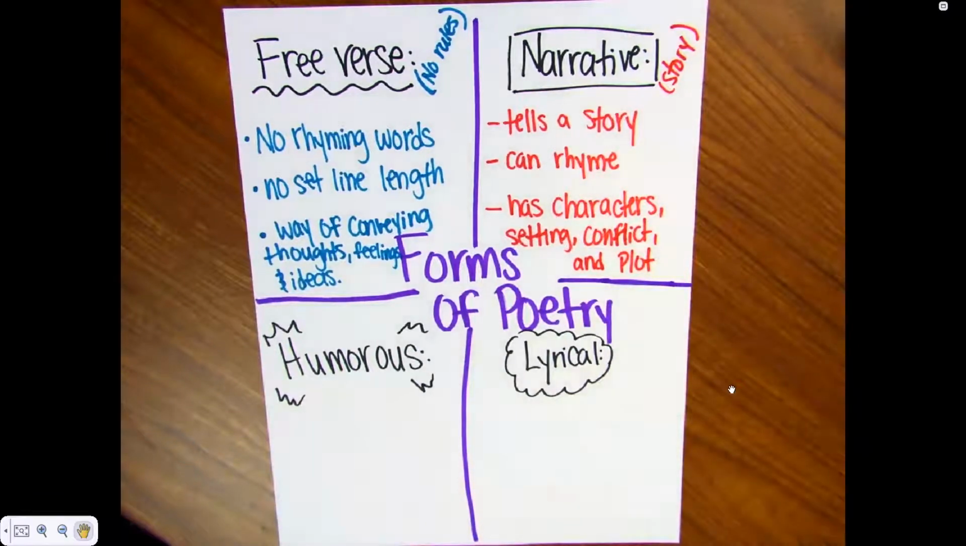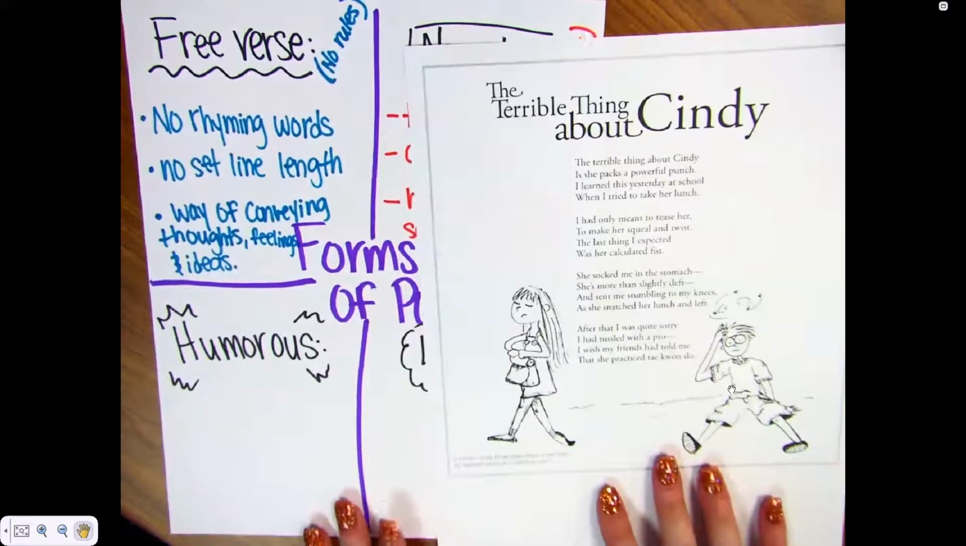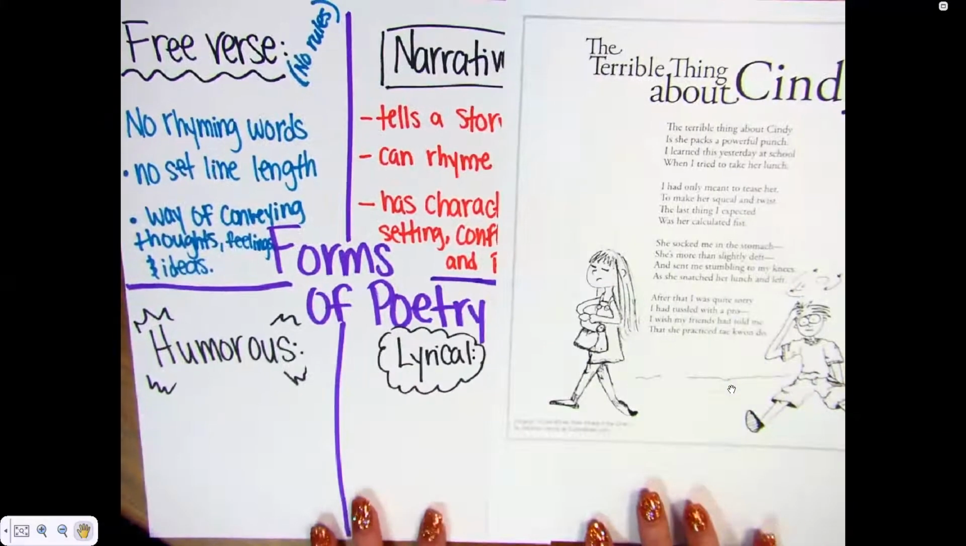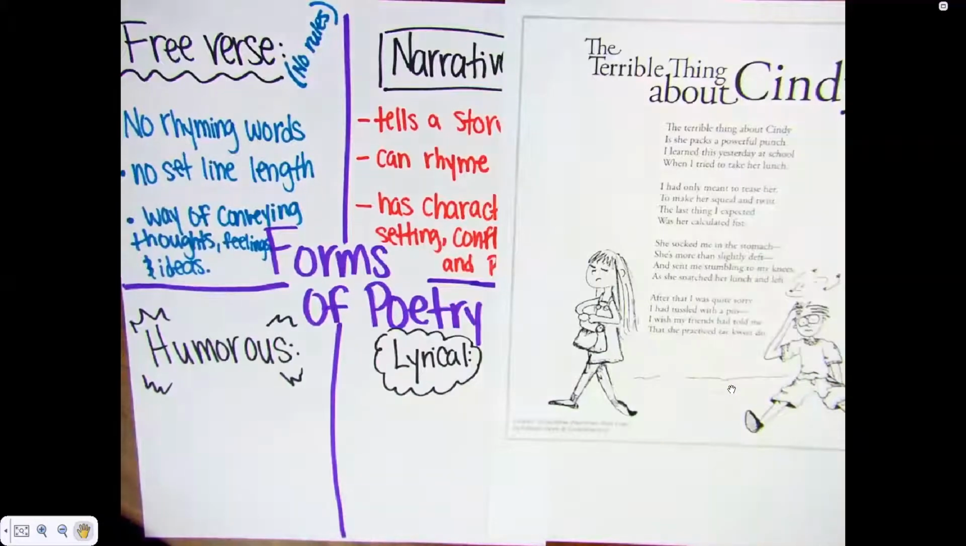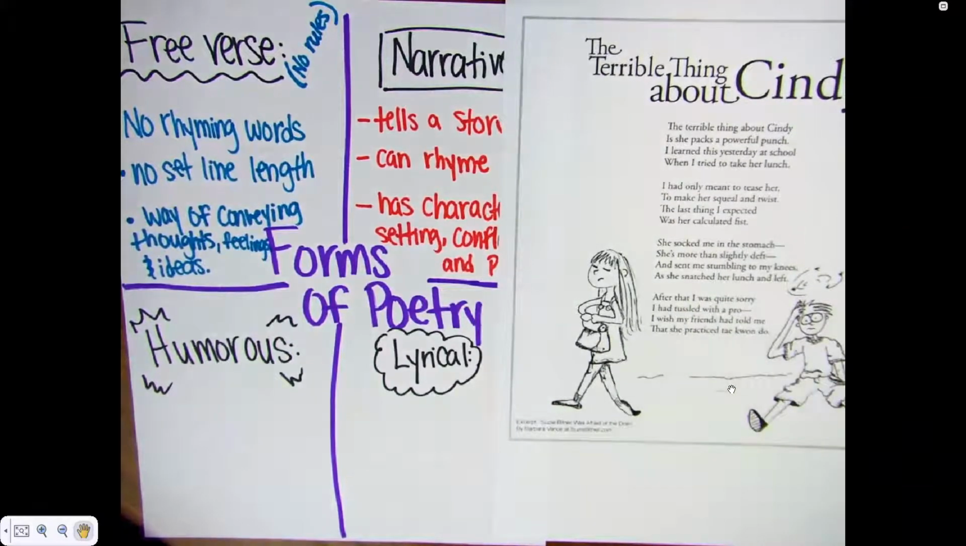So we read a narrative. I can't find the one that I did, but y'all remember reading this? The Terrible Thing About Sydney? Yeah, some people. What did Sydney do? Walter, what did Sydney do? She punched the boy in the stomach. She punched him in the stomach, right? She punched him in the stomach because he tried to take her lunch.